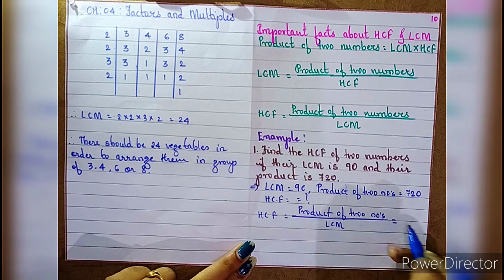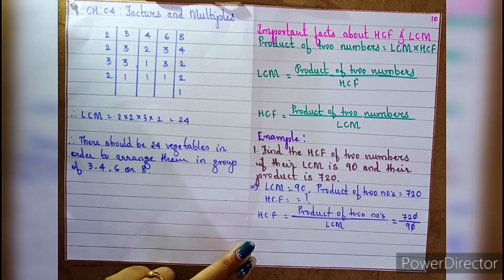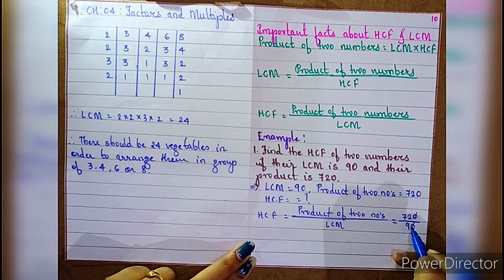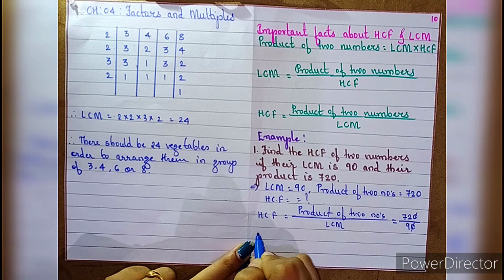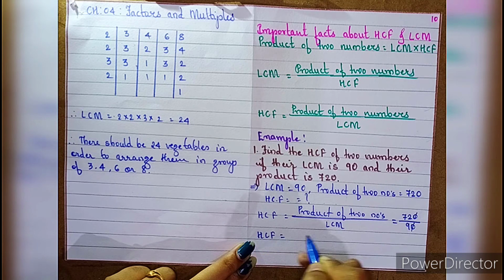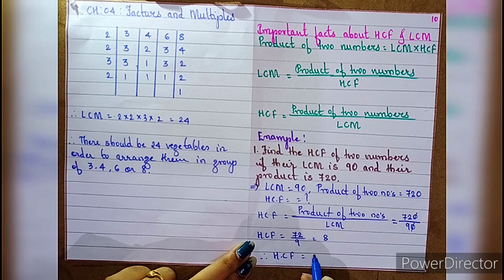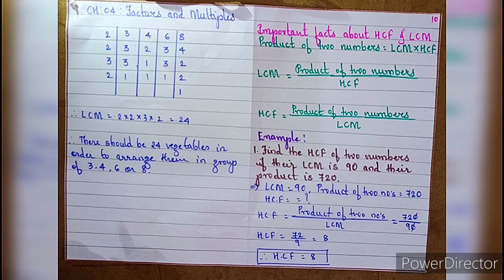Let's substitute the values. Product is 720. Divide this by 90. Cancel the common zeros. And when we divide 72 by 9, we get the answer 8. That is, HCF equals 72 upon 9, that equals 8. Therefore, HCF will be 8. Hope you have understood this. With this, we have finished the chapter as well as the portion of half yearly.